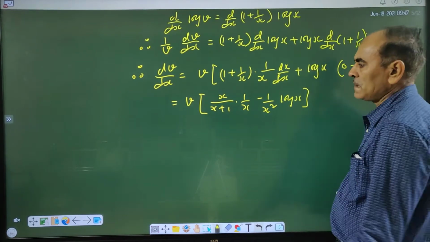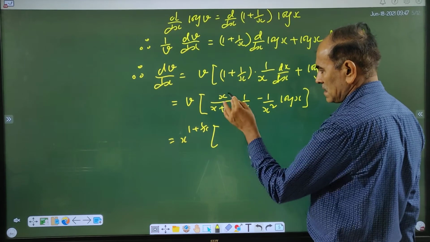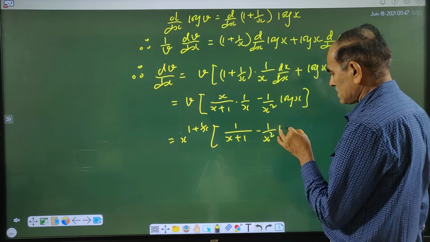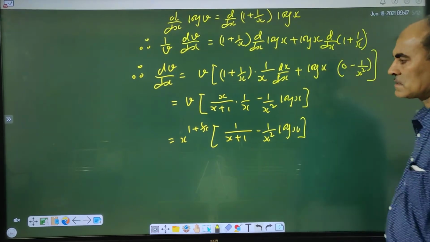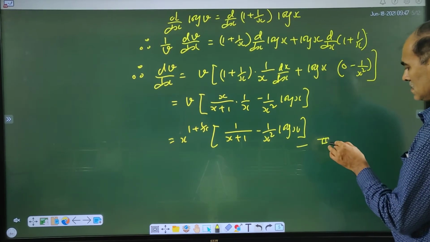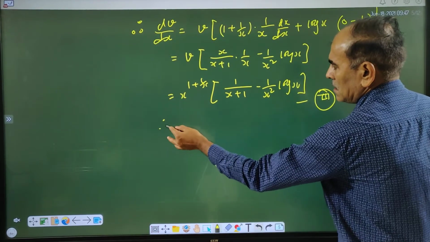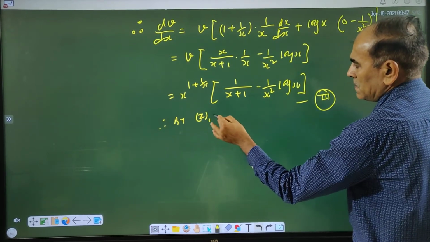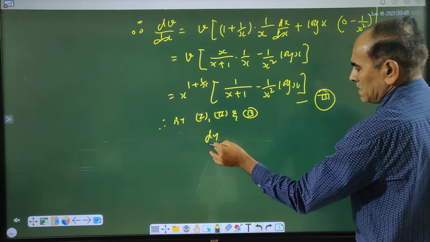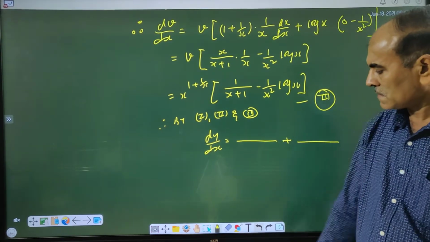Now replace the value of v. x raised to 1 plus 1 by x gets cancelled, 1 over x plus 1 minus 1 by x square into log x. So this is the dv by dx, result number 3. And therefore by 1, 2 and 3, dy by dx is equal to equation 2 plus equation 3.